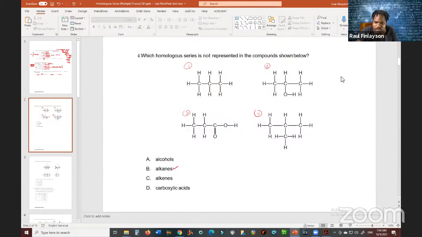We won't put the tick for the one that is not represented there. So anyone who put X beside that would be it. So definitely alkanes are represented here. So we have 3 more to check. All right. What about the second one?